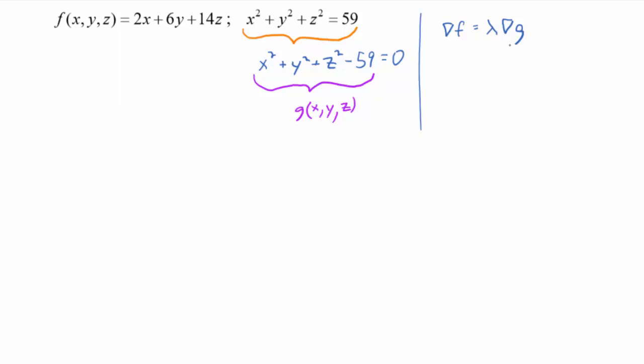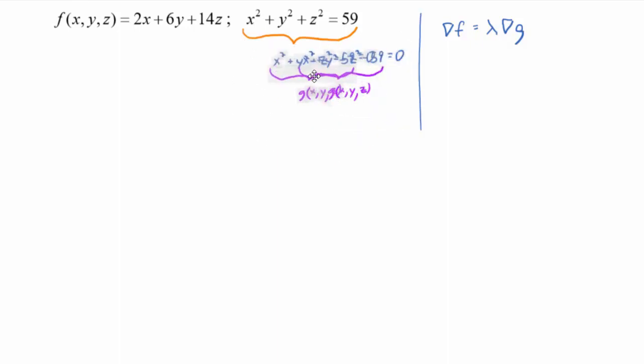Okay, but here, del f equals lambda del g, set corresponding components equal, and then you have your system of equations. It's really easy to state the method, isn't it? But the devil is in those details, right? All right.